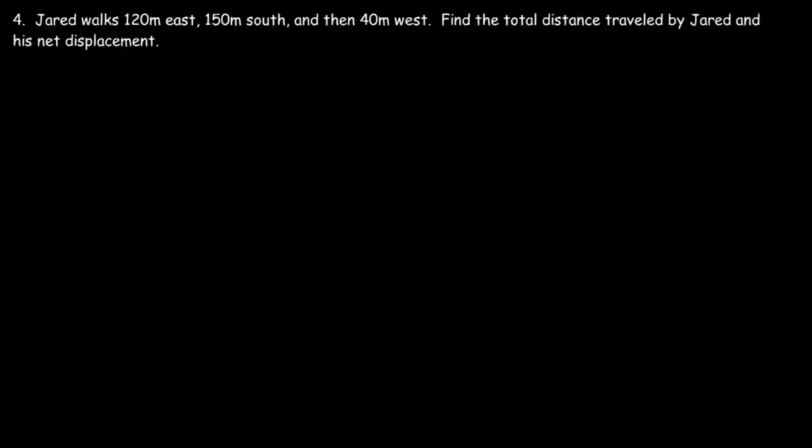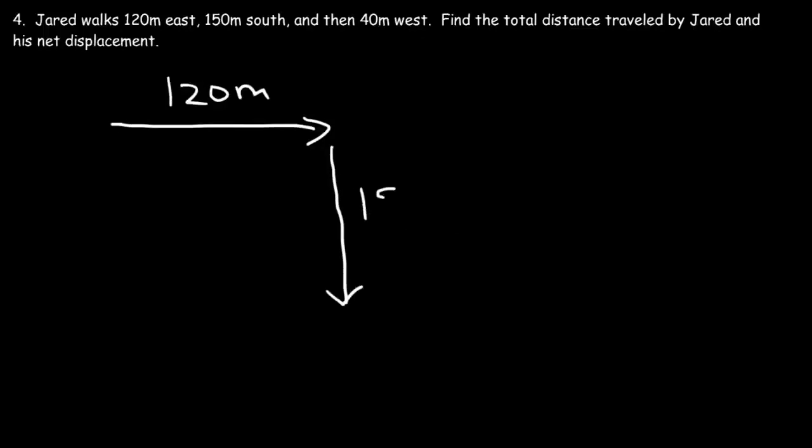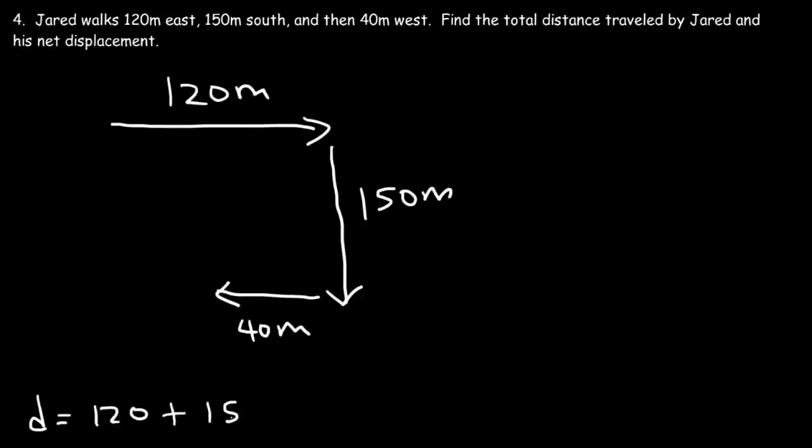Here's another example. Jared walks 120 meters east, and then 150 meters south, and then 40 meters west. Let's start by finding the total distance. So all we need to do is add 120 plus 150 plus 40. 120 plus 150, that's 270, plus 40, so that's 310 meters traveled.